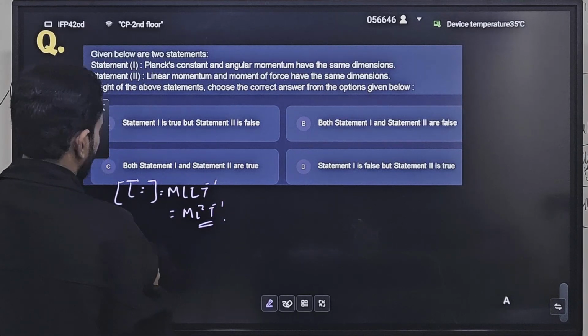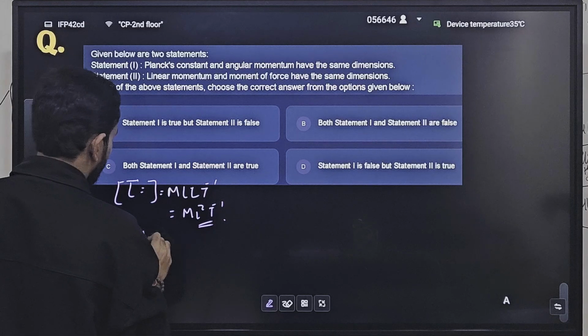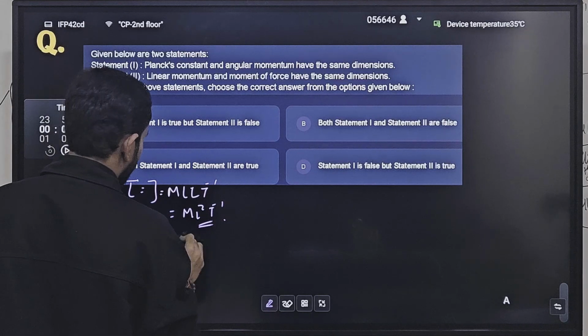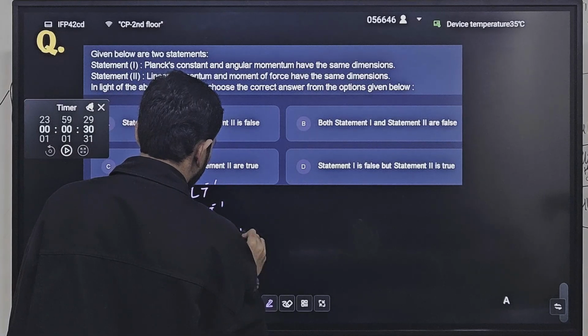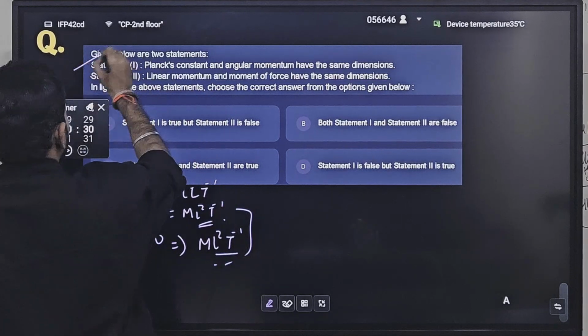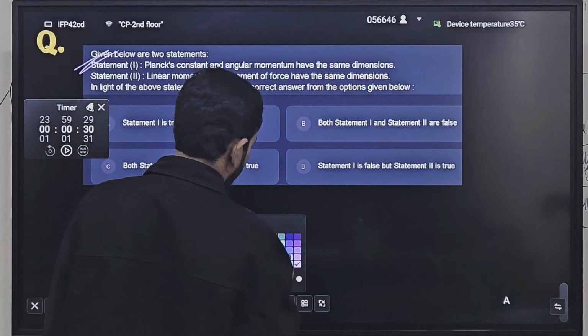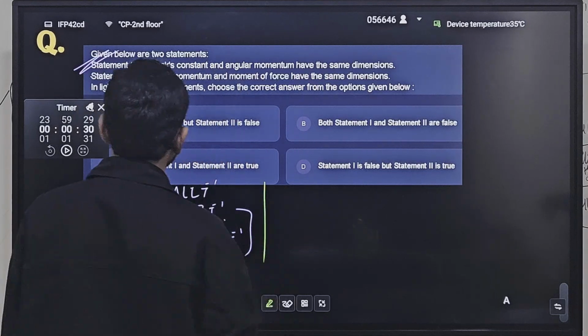Planck's constant, we know how to calculate. This will simply be energy into time. That means it will also be M L square T minus 1. That means I can easily say statement 1 is correct. Statement 1 is correct. Let's see statement 2.